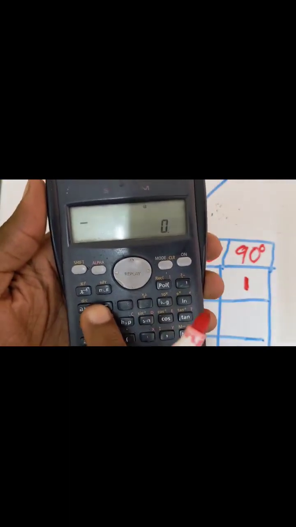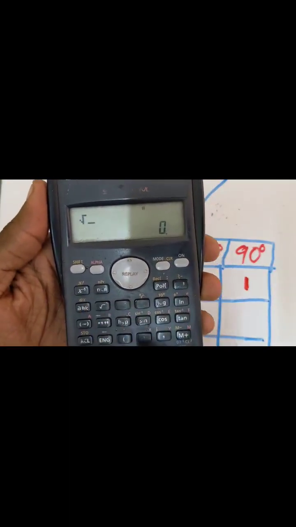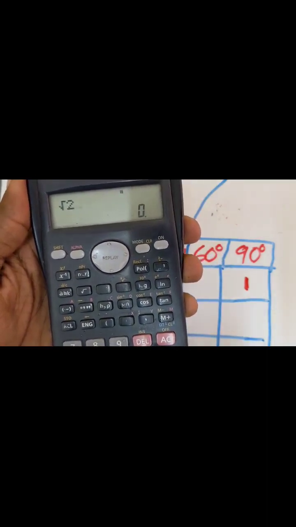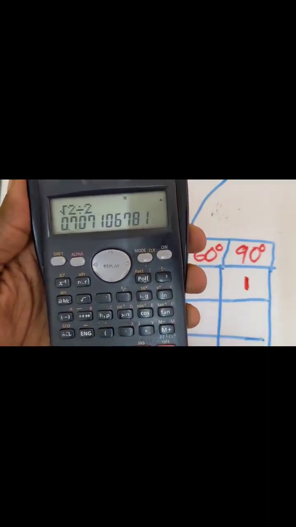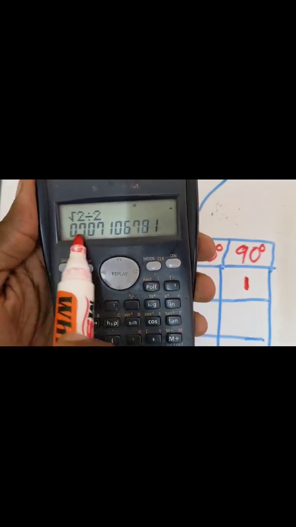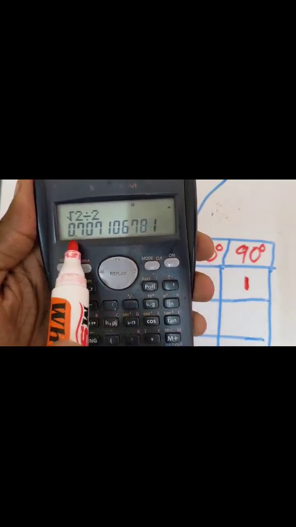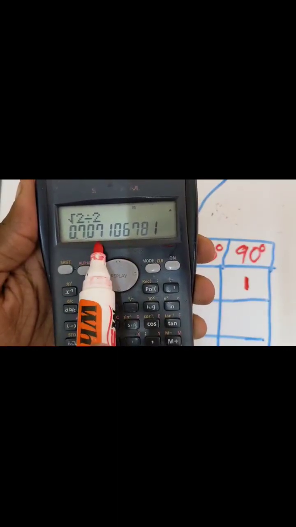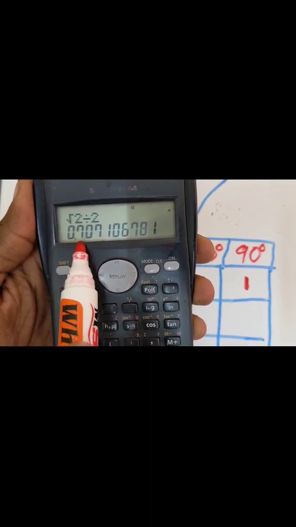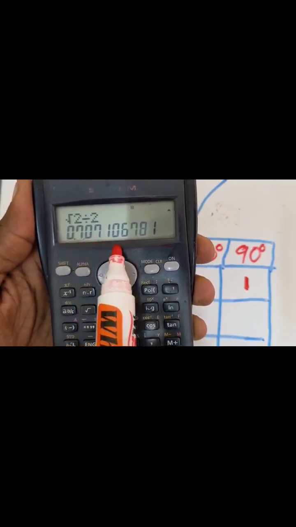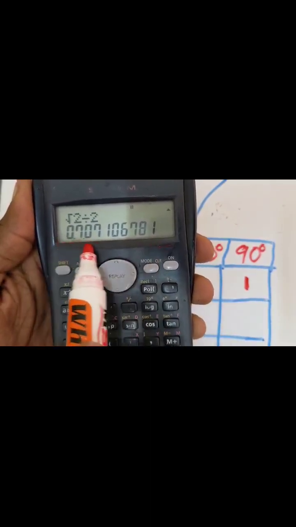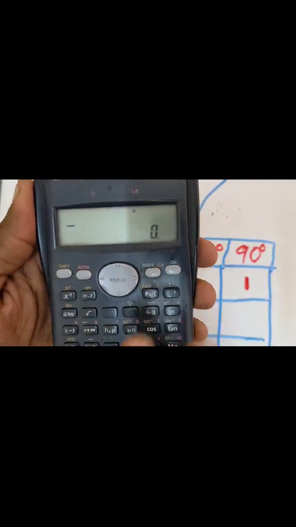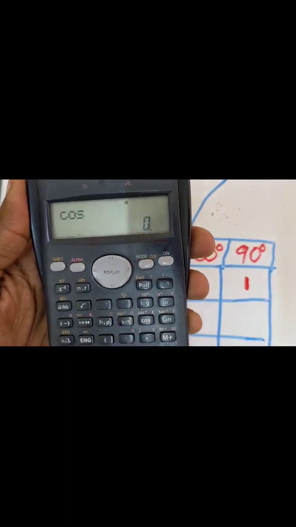So let's prove. We are saying that cos 45 is root of 2 divided by 2. That is what we are saying. So this is root of 2 divided by 2. It is showing 0.707 like that. So look at this properly. 0.7071 going like that. So let's master this.